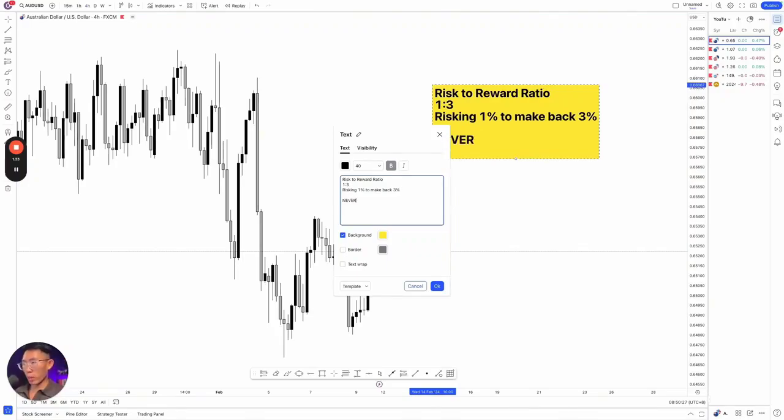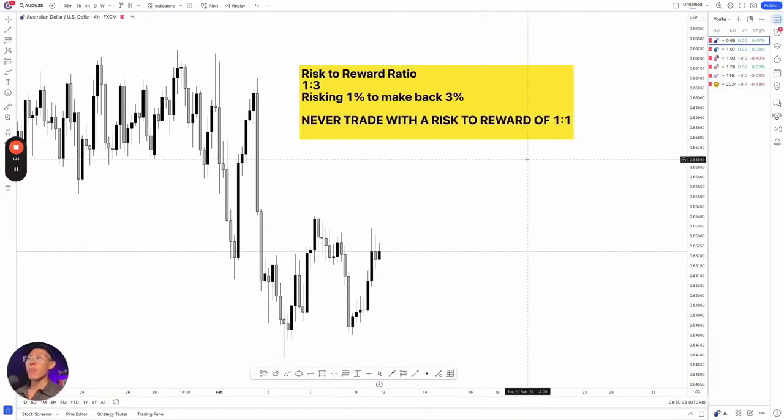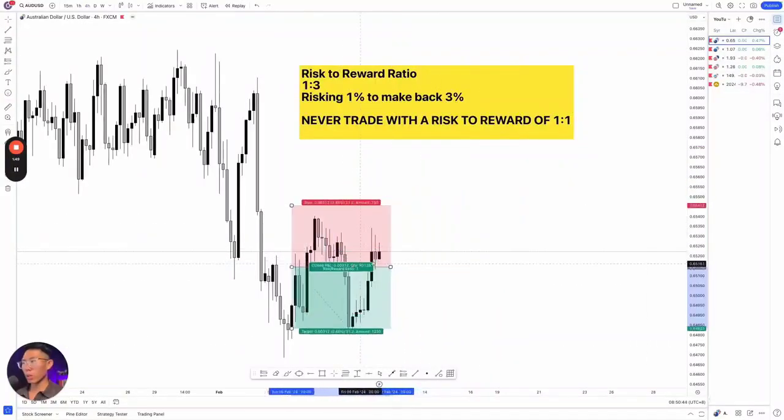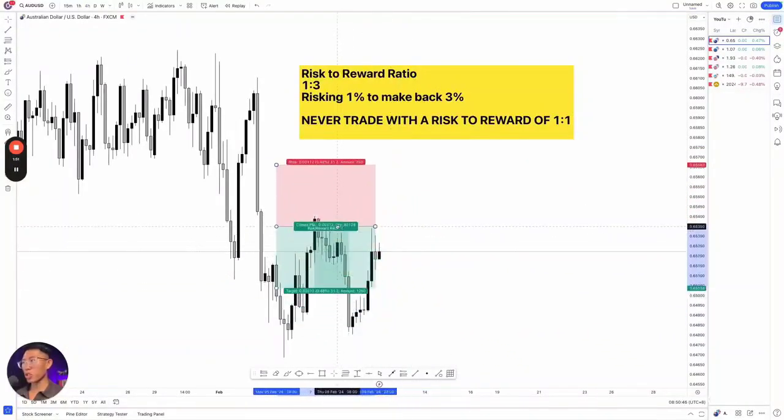And the rule is that we never ever want to trade with a risk to reward ratio of 1:1 or less. Never ever trade with a 1:1 risk to reward ratio. Just think about how stupid that is. You enter for a sell here. Okay, wait, actually let's just use this chart as an example.